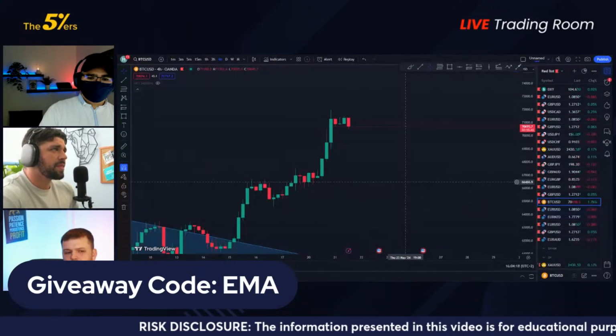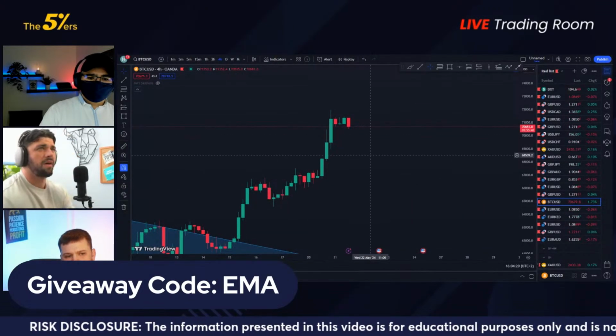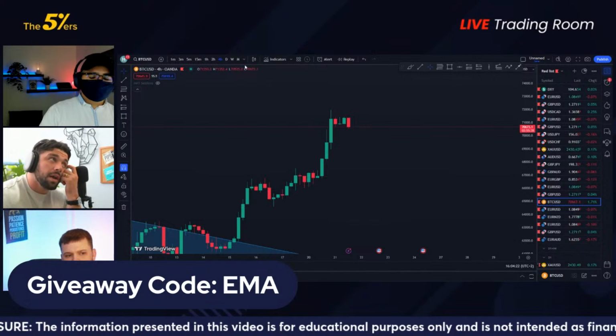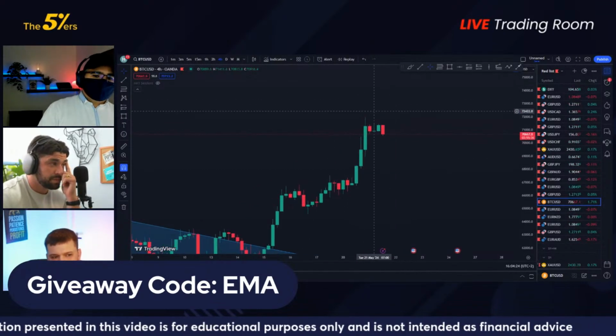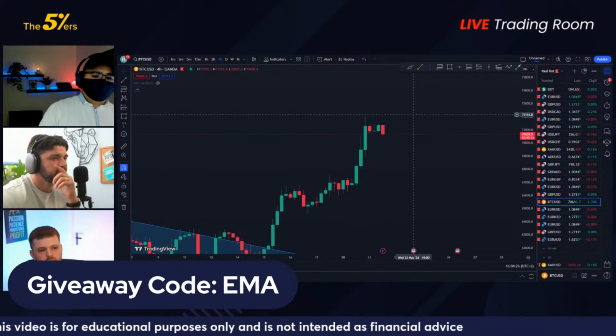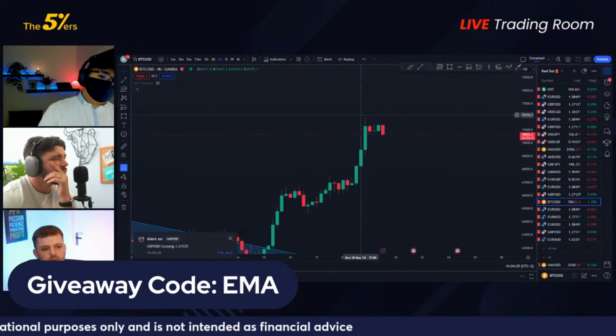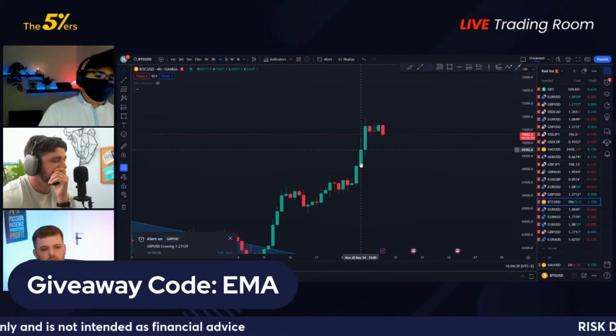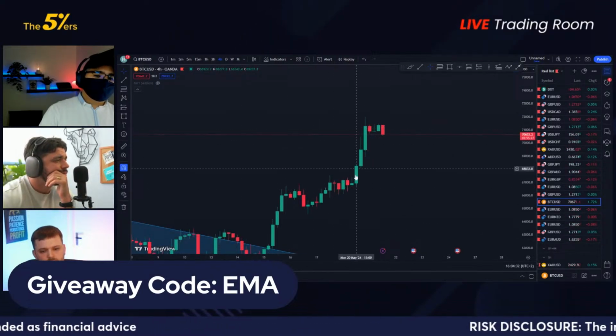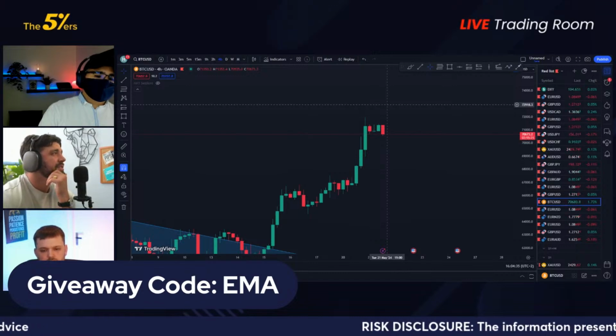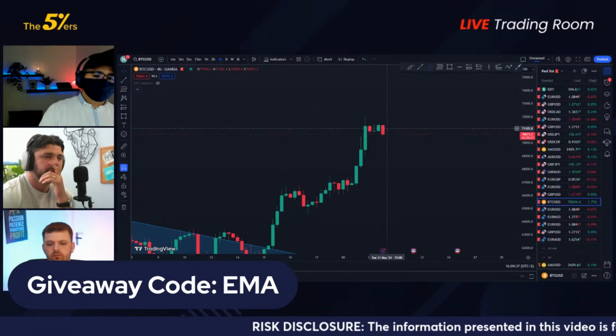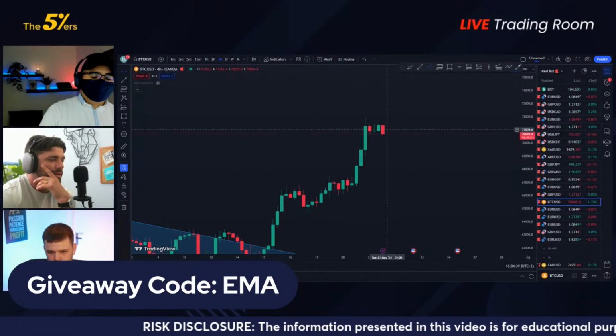This is BTC, Bitcoin. I see that engulfing, but it hasn't closed yet. It depends on how long you're going to be holding that too, right? If it's just a retracement you're going for, then I can see it happening.